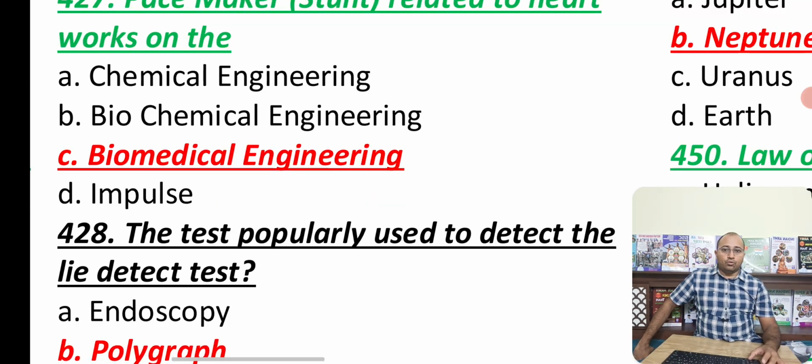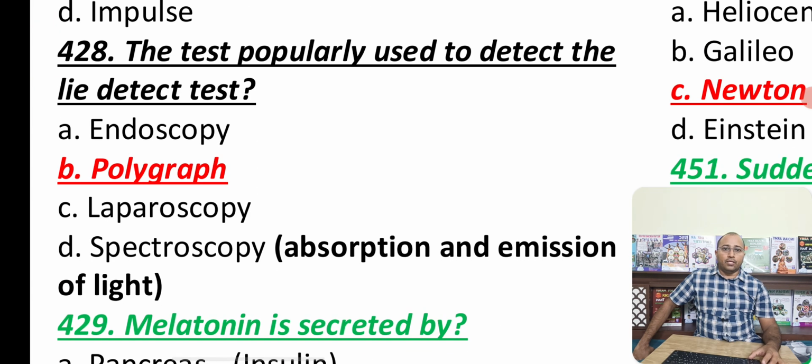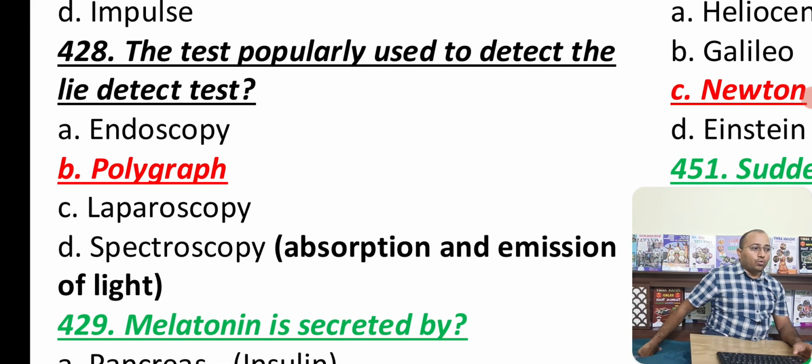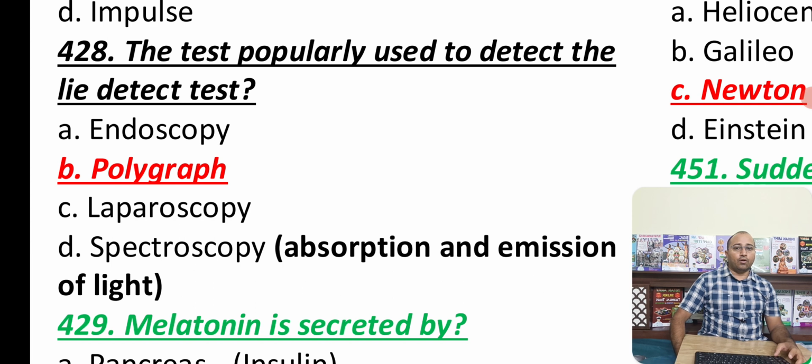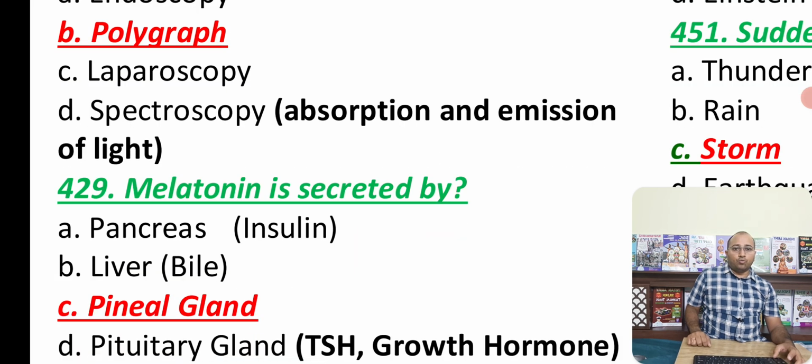When it comes to the test popularly used to detect lies, you know about criminals, they don't give the answers. So in that case, what will the police authorities do? They give some injection and conduct a lie detection test, that is known as polygraphy. Endoscopy, you know that endoscopic procedure, laparoscopic procedure, it is surgical operation related. And we have ultrasound also. We just apply some gel and see how much fat we have. Spectroscopy, absorption and emission of light.